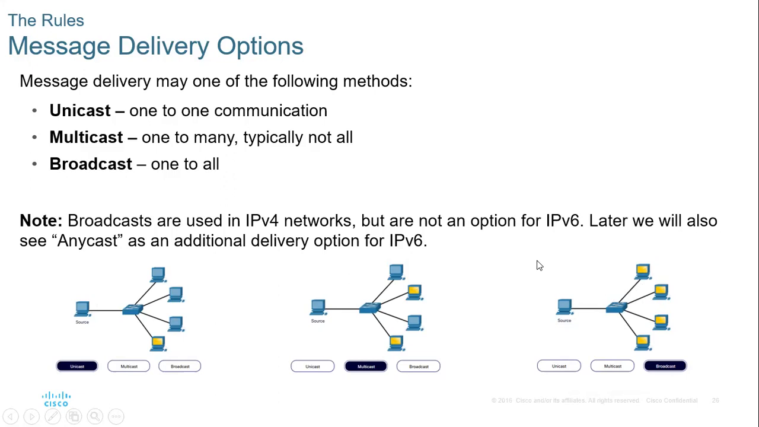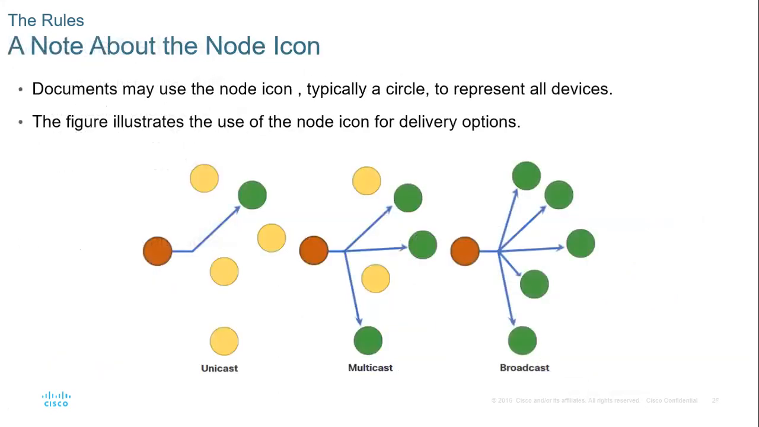Note, there is an important point here. Broadcasts are used in IPv4 networks, but are not an option for IPv6 networks. Later we will also see Anycast as an additional delivery option for IPv6. Note about the node icon. This is the node icon. These figures illustrate how the unicast, multicast, and broadcast actions take place.